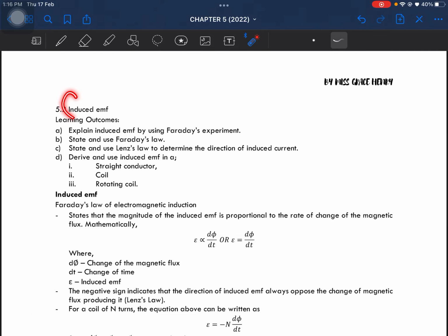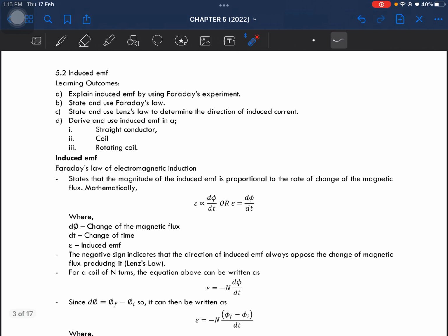Second subtopic, which is on induced EMF. In this subtopic, you should be able to explain induced EMF by using Faraday's experiment, state and use Faraday's law, state and use Lenz's law to determine the direction of induced current, derive and use induced EMF in a straight conductor and a rotating coil.